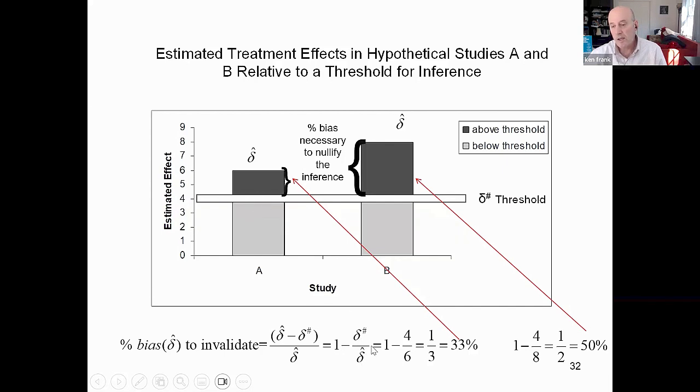So for study A, that would give us 1 minus 4 over 6, or 1/3. 1/3 of the estimated effect in study A exceeds the threshold for making an inference. And for study B, it's 50%, half the estimated effect. Half the estimated effect would have to be due to bias to change the inference. Half the estimated effect is above the threshold. So I'm just kind of introducing the notation of the threshold.